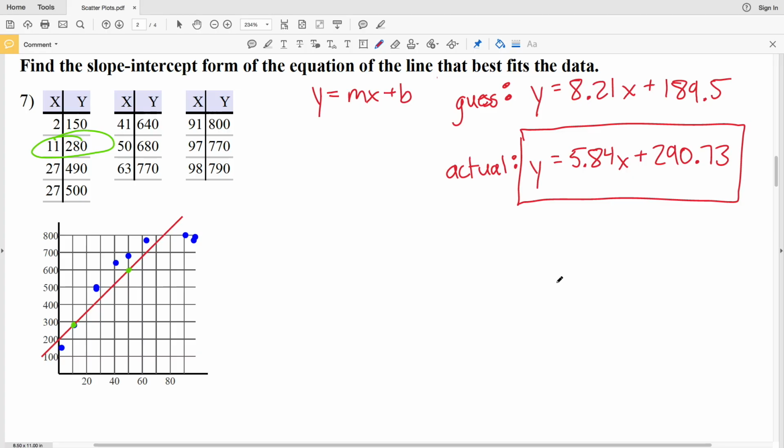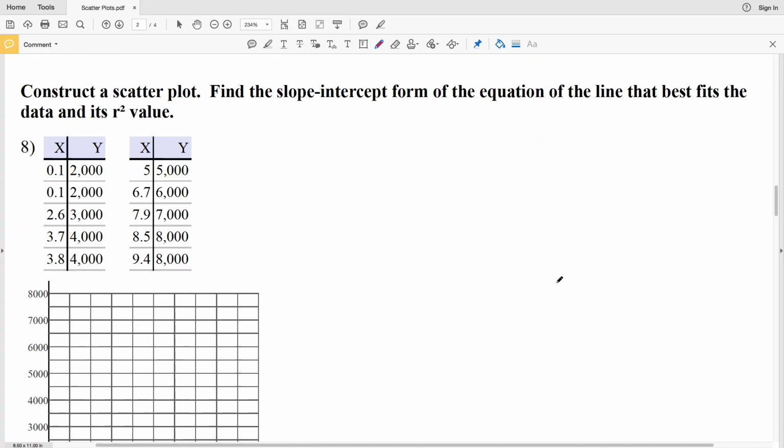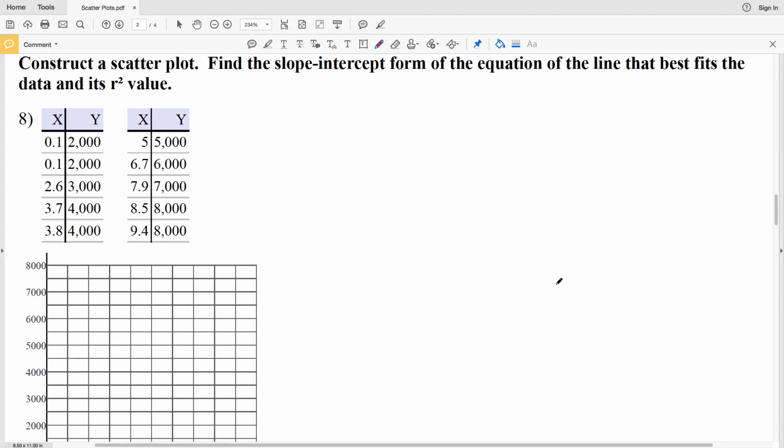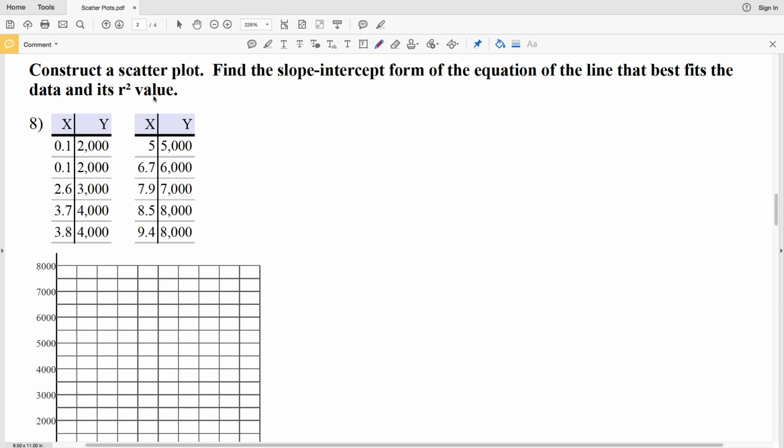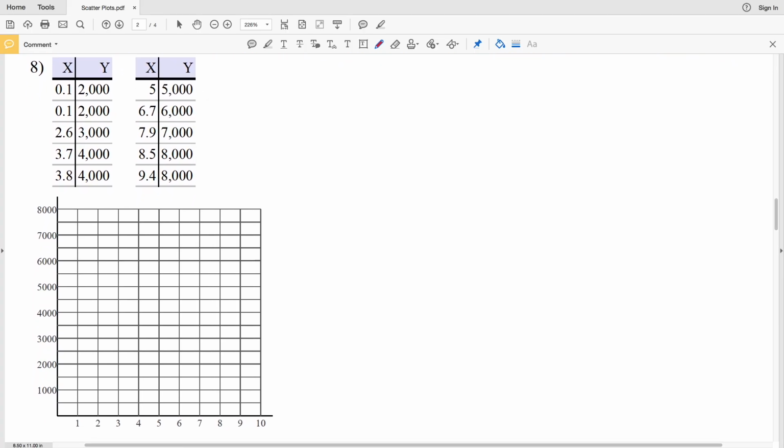Let's continue on to number 8, now that we have a good understanding of the line of best fit. In number 8, we need to construct the scatter plot and then find the line of best fit. Although this time it also asks us to find that r squared value. And the r squared value relates to the correlation, which we will be able to calculate on a computer or calculator. But first, let's plot number 8.